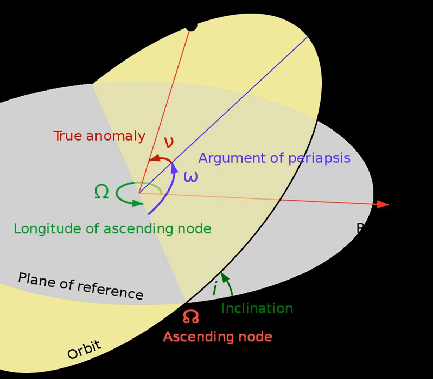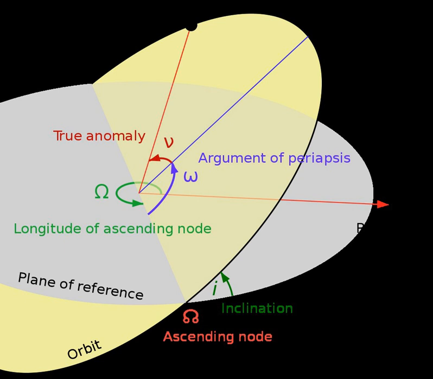Two elements define the orientation of the orbital plane in which the ellipse is embedded. Inclination, i: vertical tilt of the ellipse with respect to the reference plane, measured at the ascending node where the orbit passes upward through the reference plane, the green angle i in the diagram. Tilt angle is measured perpendicular to the line of intersection between the orbital plane and the reference plane.